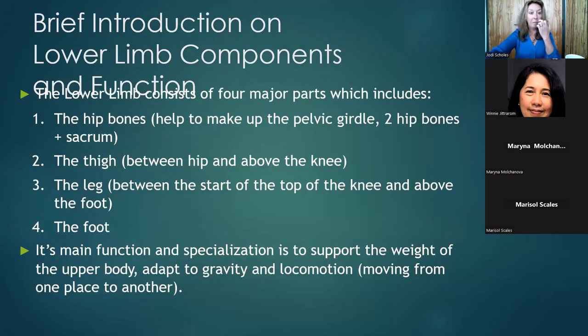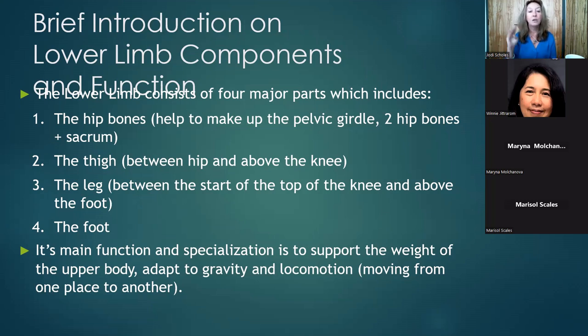So the lower limb consists of 4 major areas. We're going to talk about the hips, the thighs, the legs, and the feet. I am getting a little notice here that my internet connection is unstable. I want to just remind you that if we break off, then please just rejoin the Zoom room and we'll start right from where we left off, just in case.